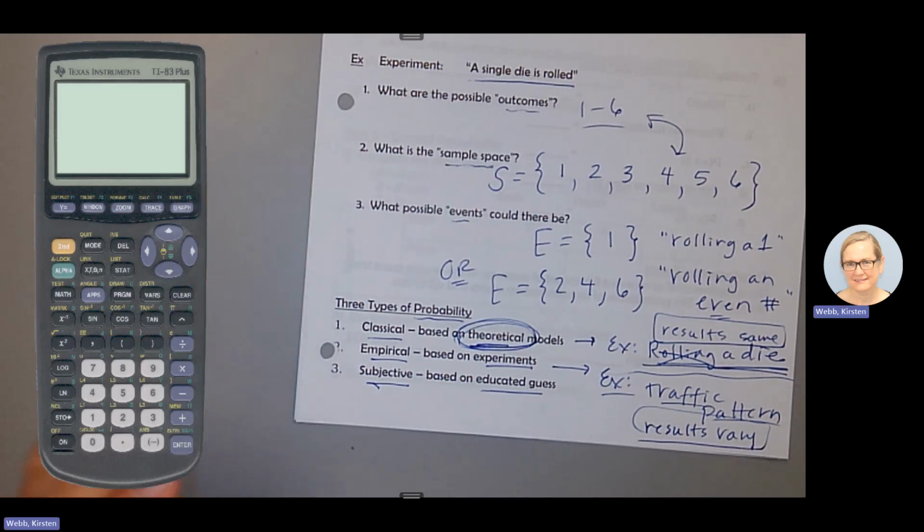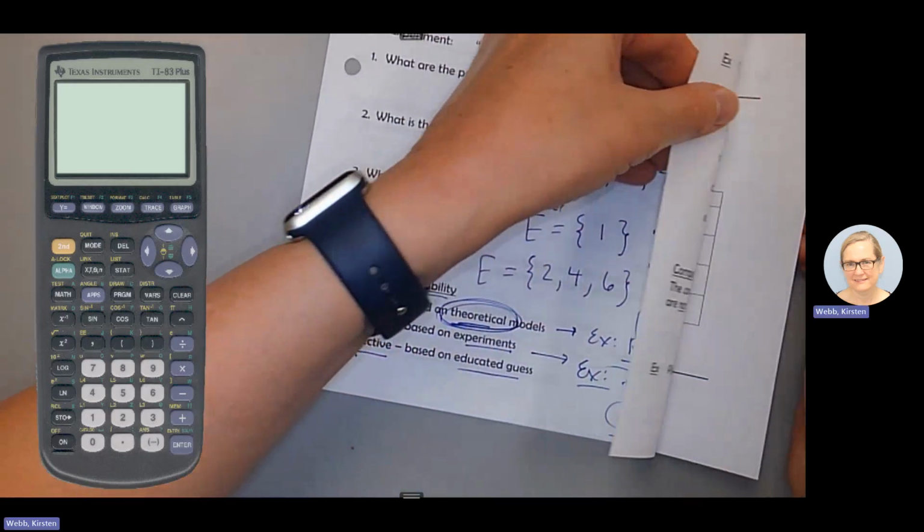Anybody see anything they'd like to maybe double check or talk a bit more on the front page first though? Yeah. Going over subjective. I didn't give an example of that, but that's going to be kind of different if you're just maybe using your knowledge and making the best guess you can. Okay. We don't tend to see subjective as much. It's not quite as reliable.